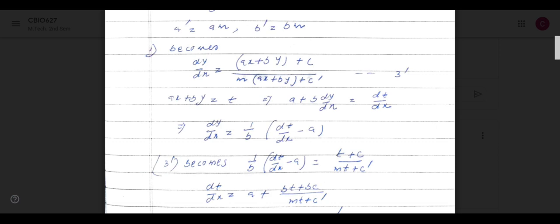Because we are taking ax + by equal to t, where t is a function, we have to convert dy/dx, and whatever integration we have to do, we have to do in terms of dt/dx. So 3' becomes 1/b (dt/dx - a) = (t + c) / (mt + c'). Did you understand?